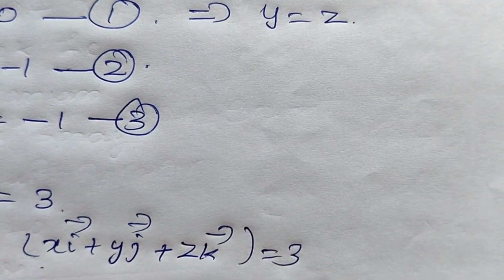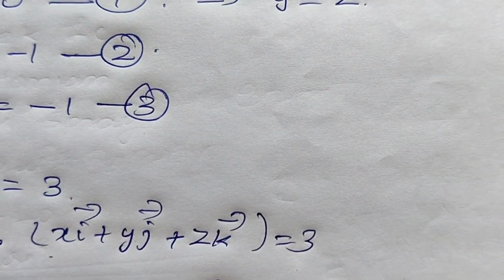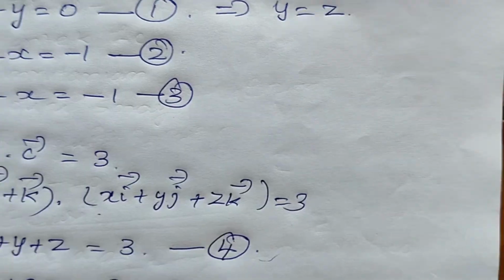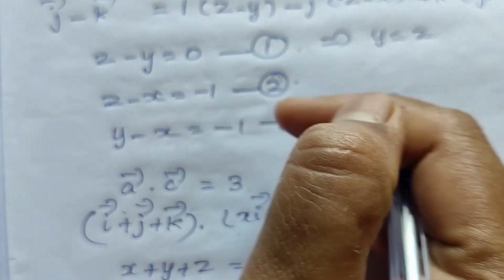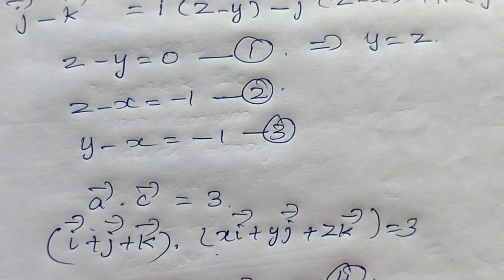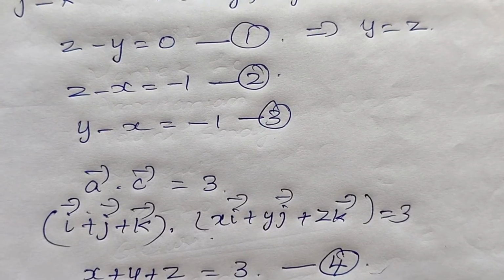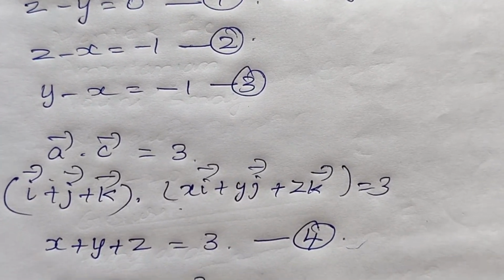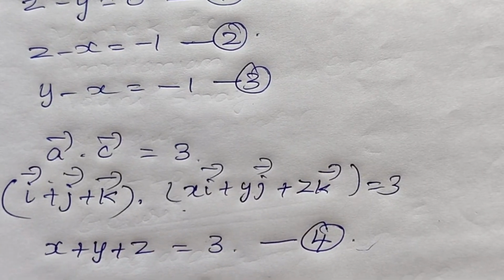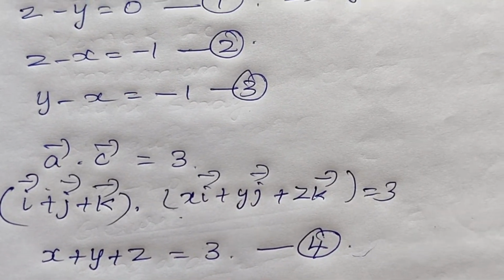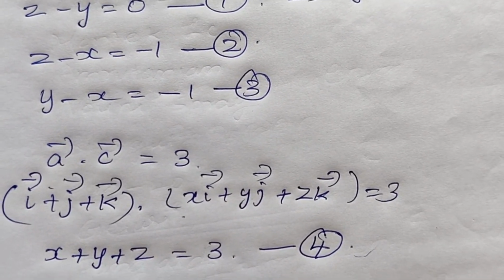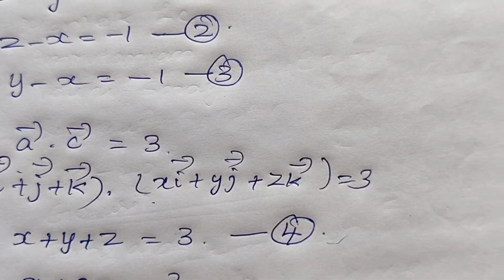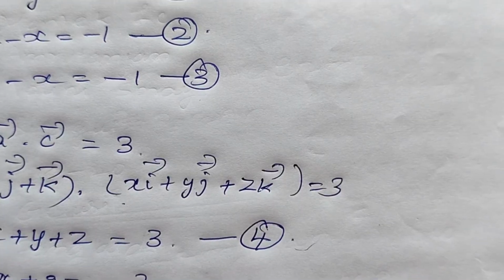Here you substitute z instead of y. So x plus 2z equals 3. Again we are going to use the second equation, that is z minus x equals minus 1. So using this equation, what you get is 3z equals 2, which implies z equals 2 by 3. So y equals 2 by 3.